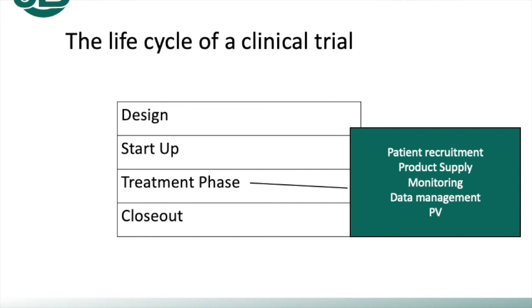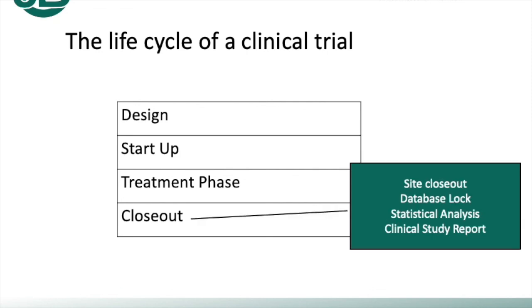And then there's also something called PV, which stands for pharmacovigilance. And that's all about reporting potential side effects. And there are lots of rules about that. And we can't really cover that in this session, but there's lots of training available on side effects and reporting potential side effects. So once all the patients have been recruited and all the data has been entered into the database, we can then move on to the closeout phase.